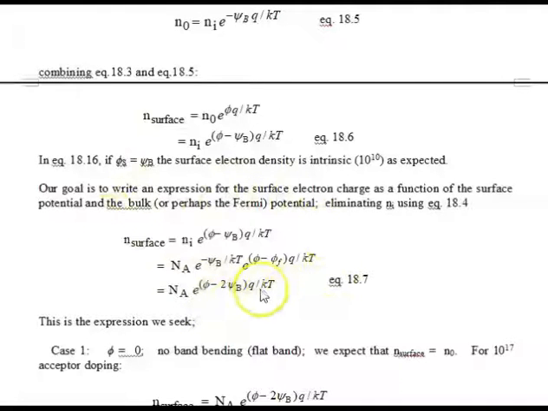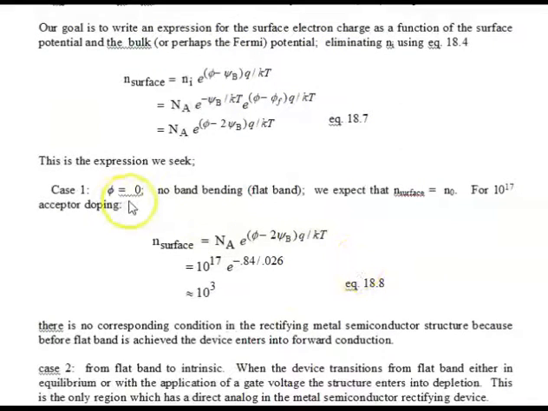So this is the basic equation. Everything is things that we've seen many times before. We just go through some relatively simple examples here. If phi is equal to 0, there's no band bending, and of course the surface comes back to what we expect, which is the equilibrium value.